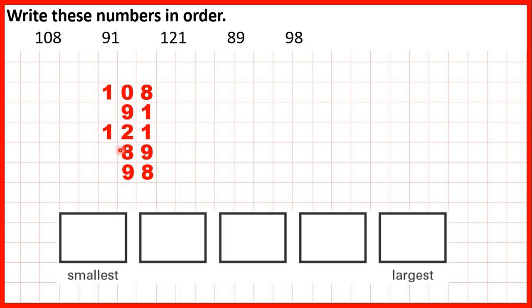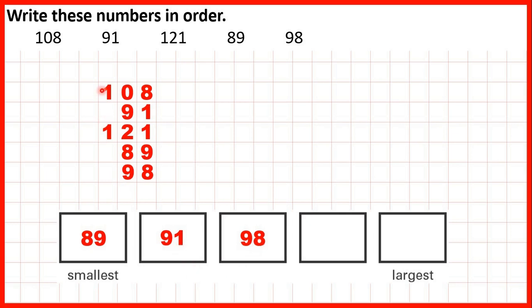To see which, we can compare the tens digits. Here we have 9, here we have 8, and here we have 9. So that means this number with only 8 tens is our smallest number, so that's 89. And then we have 91 and 98. 98 is larger than 91 because though they both have 9 tens, 98 has more ones.